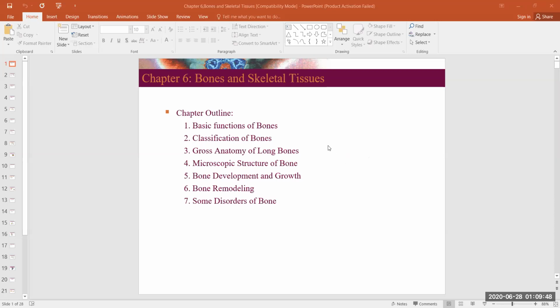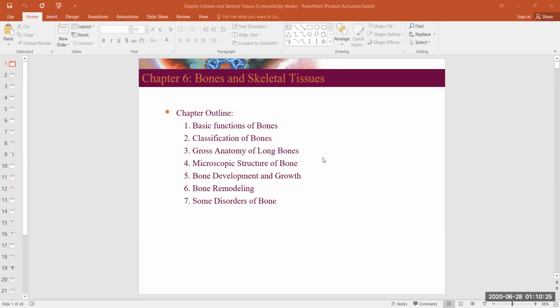the basic function of the bones. We'll start with the basic function, then classification of bones based on their size and shape. Then when we take a bone in your hand and you see from outside without any microscope or any aid, with your naked eye, that is called gross anatomy. So we will talk about the gross features of the bones, and then we will dissect it, see under the microscope, and what is the histology, the microscopic structure of the bone. We're going to talk about that.